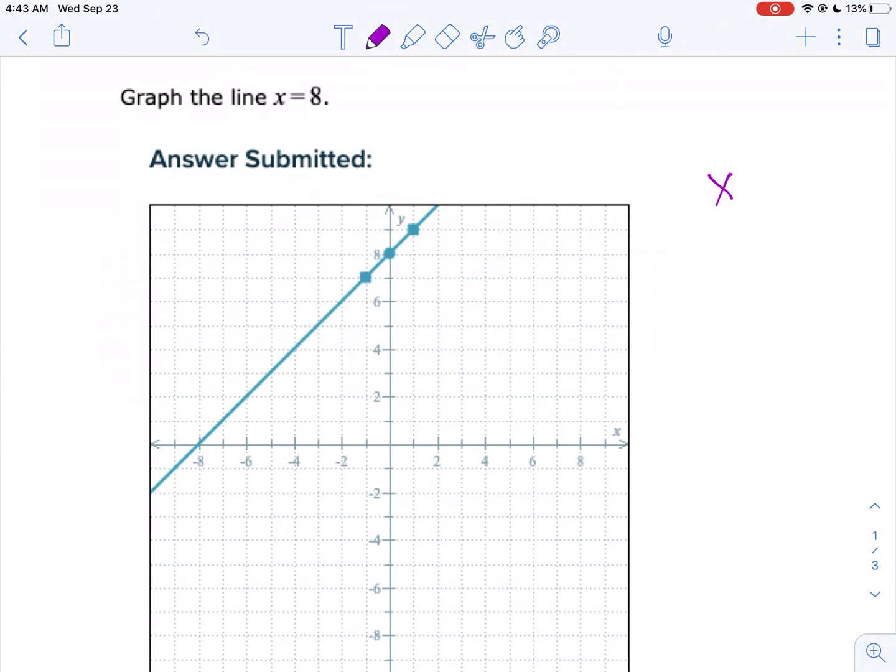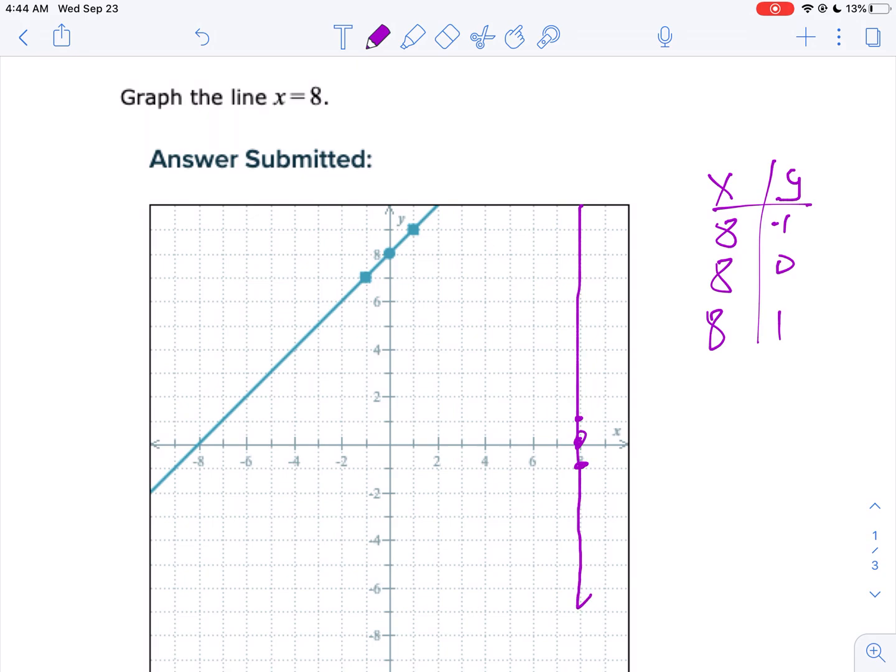Make an XY table. Notice X is always 8 because X equals 8. There is no Y. So Y could be anything in the world, but X has to be 8. So if I go like -1, 0, and 1, I go over 8, go down 1. Go over 8, 0, 8, 1. In fact, I could do that forever. You get a vertical line. That's what you should have graphed.